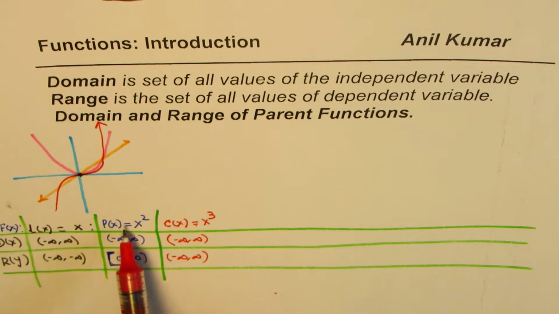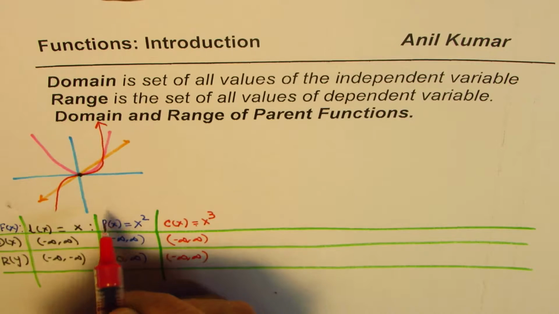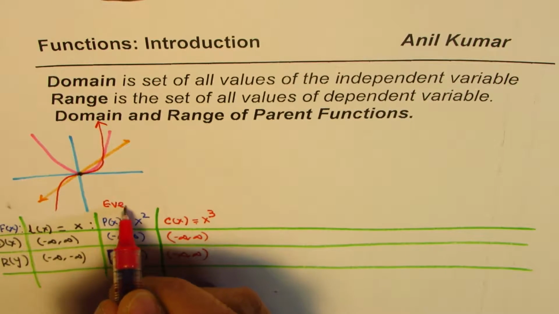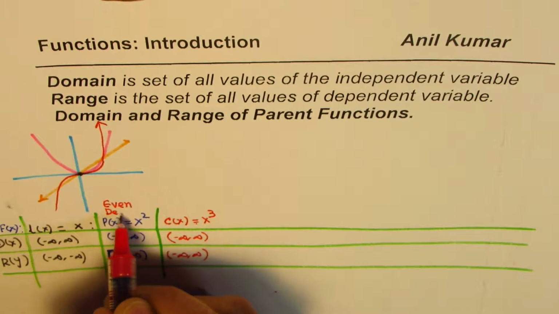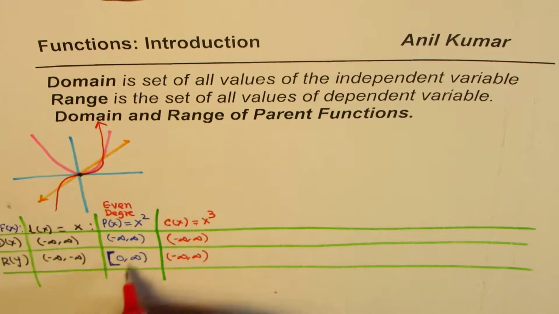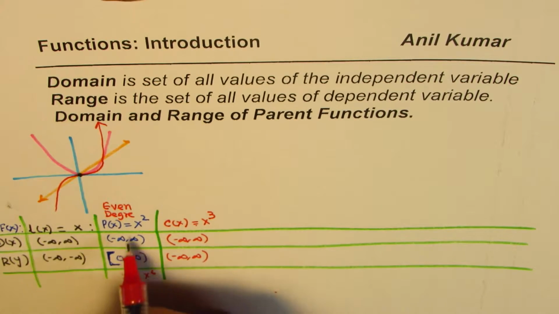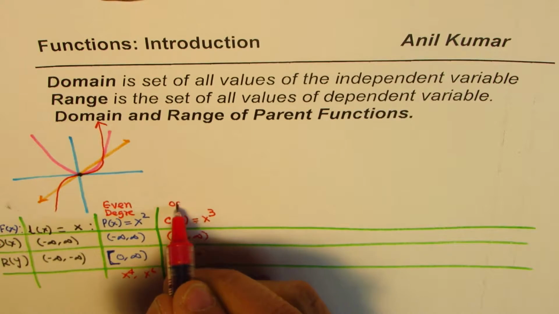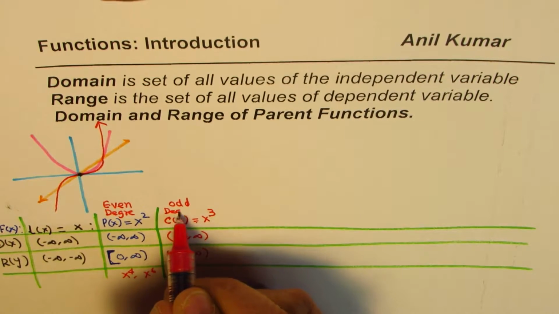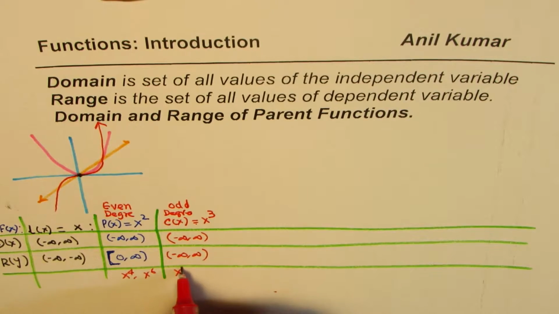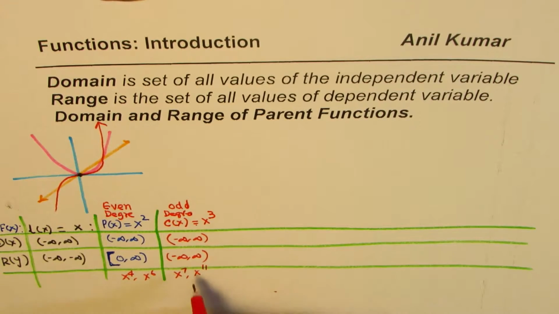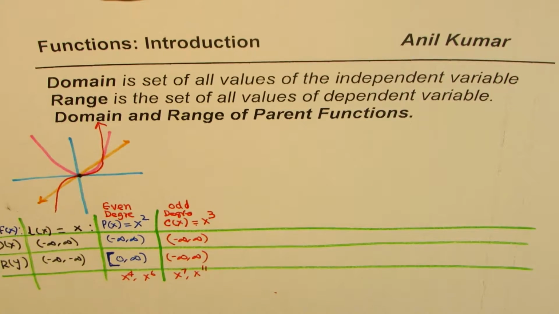However, even degree polynomials, let me write, even degree, maybe x to the power of 4 or x to the power of 6, will have the same behavior, right? This is odd degree. Odd degree, maybe x to the power of 7, x to the power of 11, will have this kind of behavior. I hope that helps you to understand the concept.